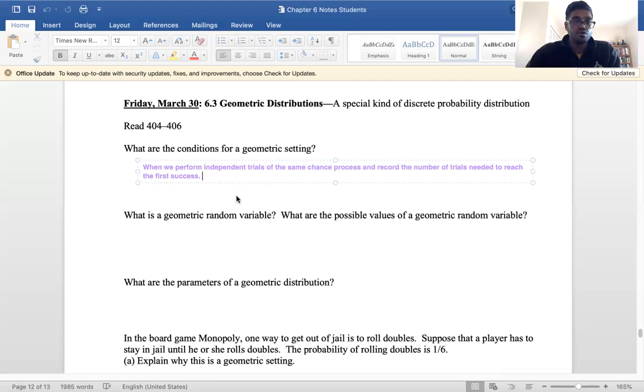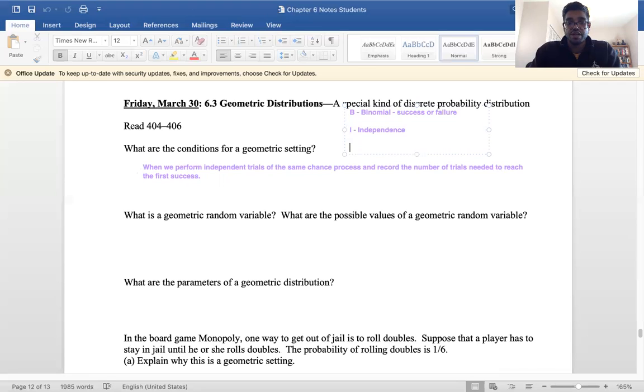Okay, and so we use a different acronym for this. BINS is for the binomial, BITS is for geometric. So the B, again, same starting point as with the binomial: you either have a success or failure. The independence part is still there. This is all the same.